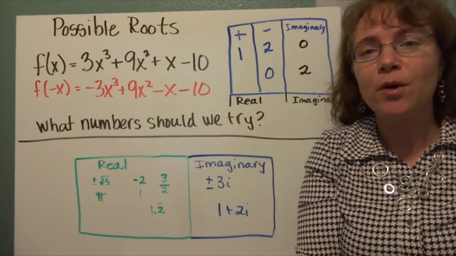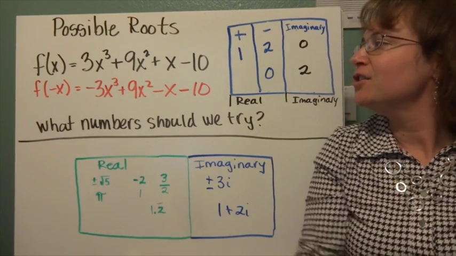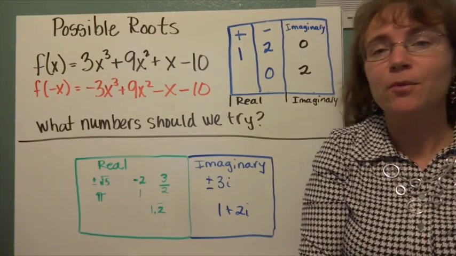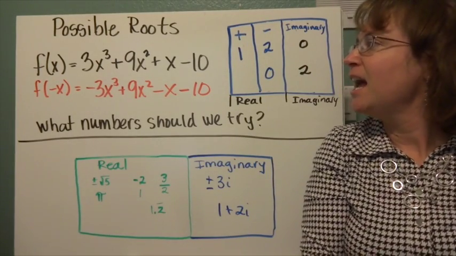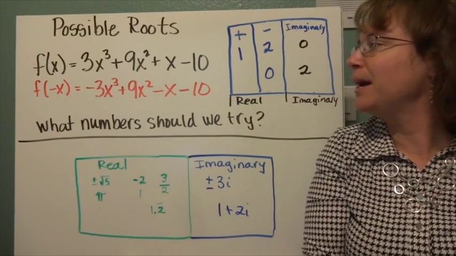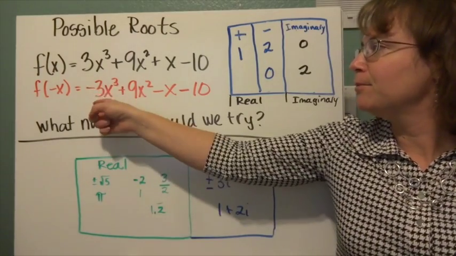Possible roots. We're going to continue to look at roots from our polynomial functions. So say we have a function, f of x. It is a cubic function, so we know it has to have 3 roots by the fundamental theorem of algebra. And we can use our Descartes' rule of signs to find out more information about that. Now to do that, we need to find f of negative x, which I found below.